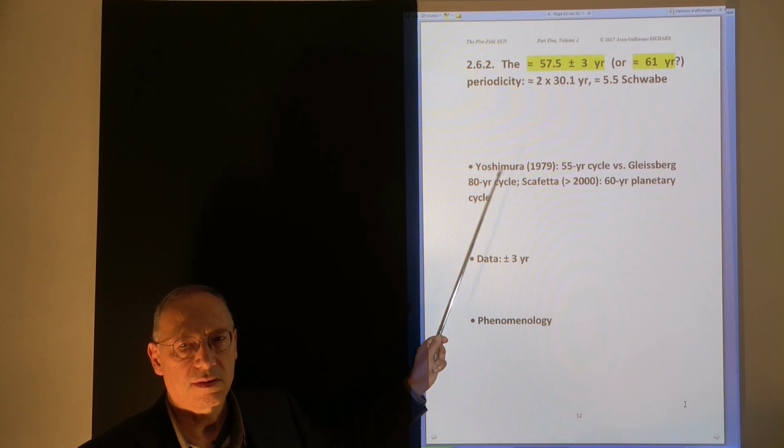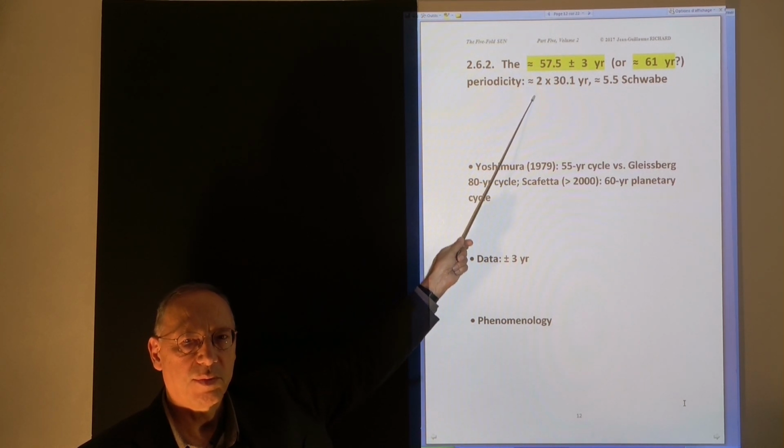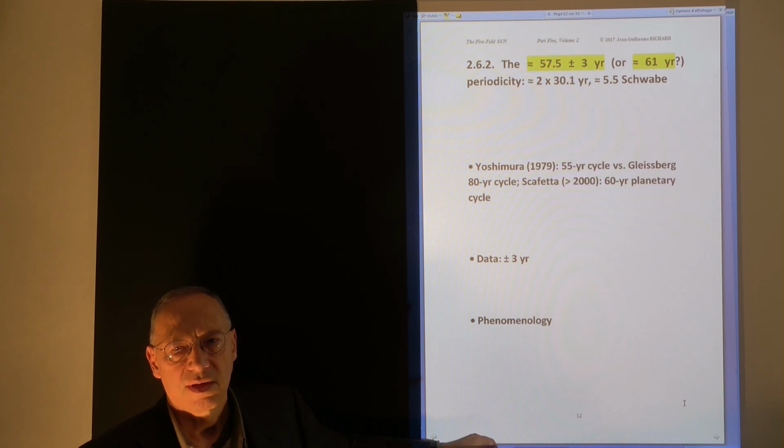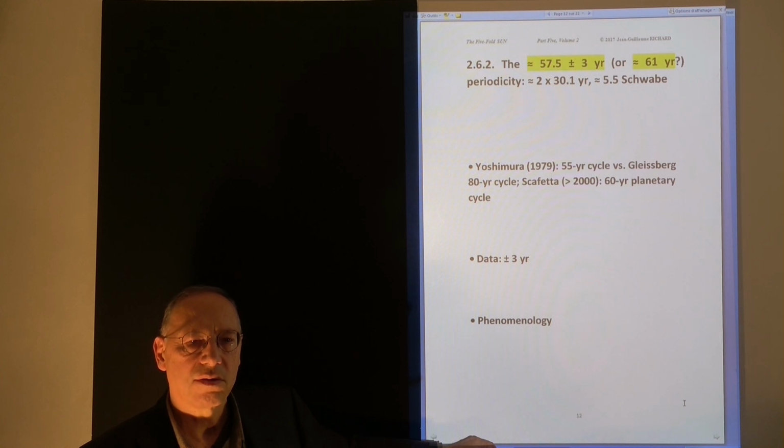Then we have an approximate double of the base period. We find a spectral peak at about 57, 58 years, plus or minus 3 years, might be 61 years. Yoshimura already suggested a 55-year major long-term cycle in solar behavior, as opposed to the then proposed 80-year Gleissberg cycle. And again, Scafetta in this century proposes a 60-year solar cycle of planetary origin.